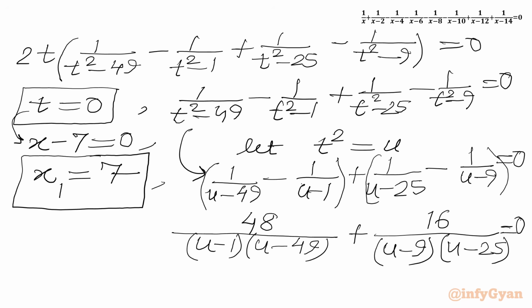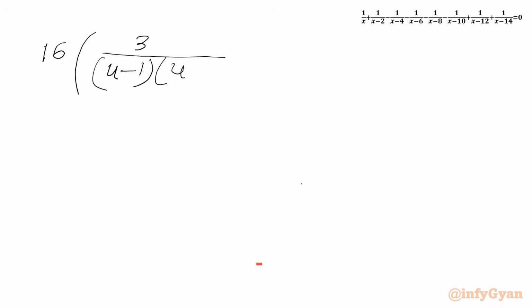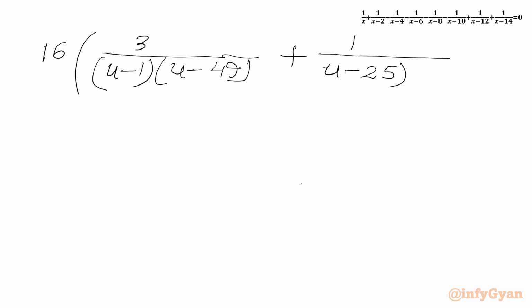Now we have 16 common over here. So we will take 16 common. So we can write here 16 times, in the bracket, 3 over u minus 1 times u minus 49 plus 1 over u minus 25 times u minus 9.